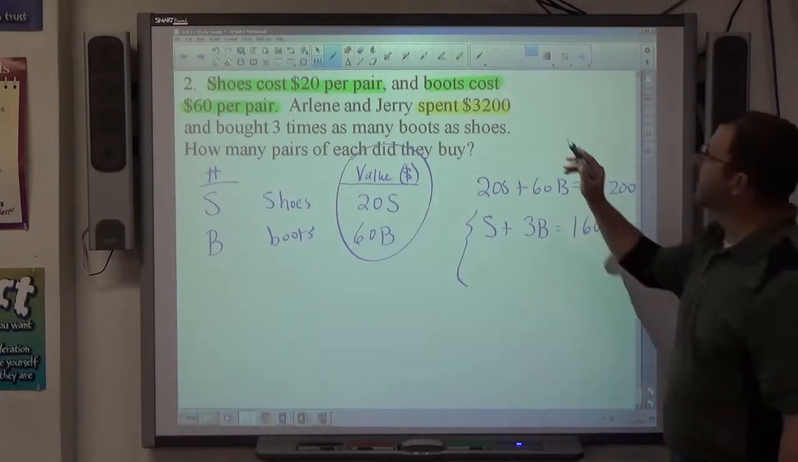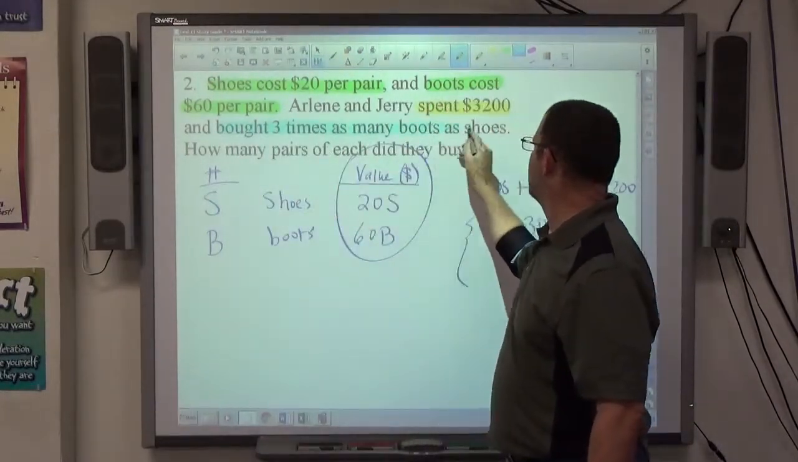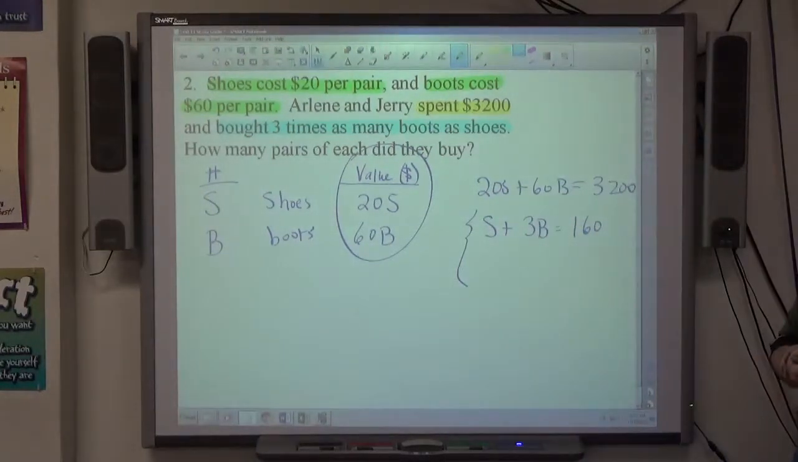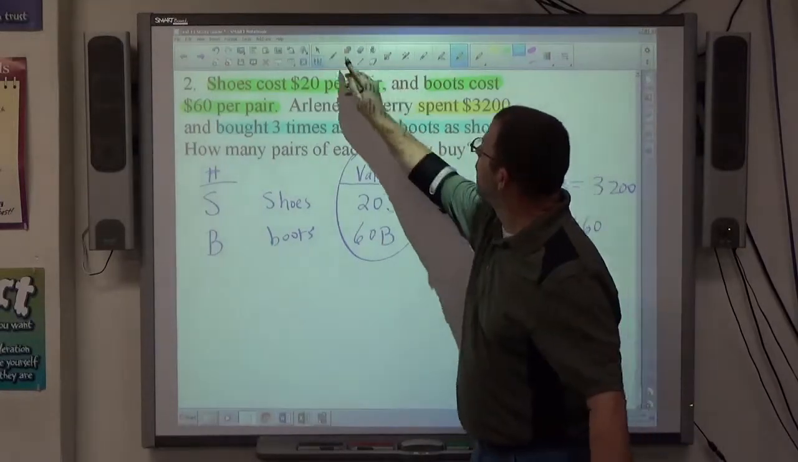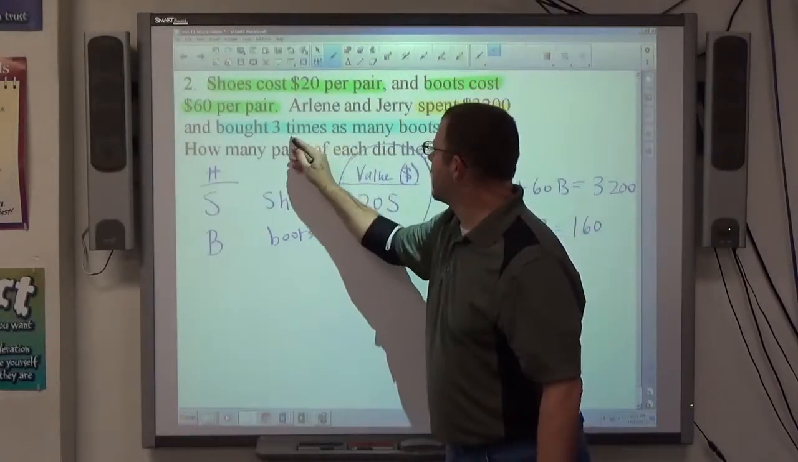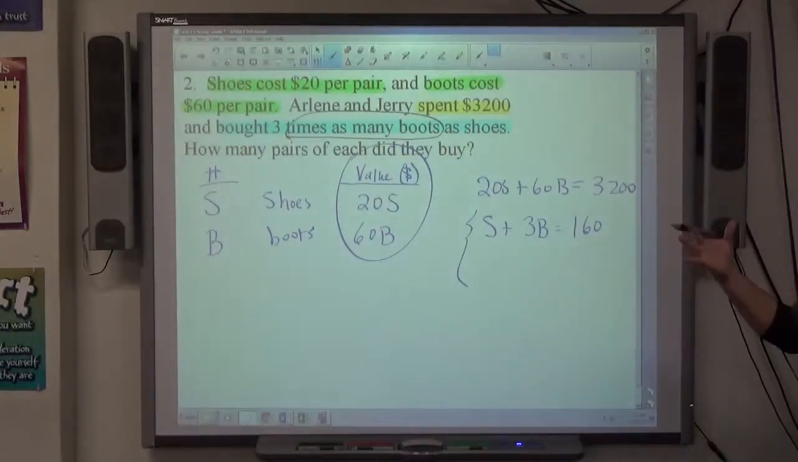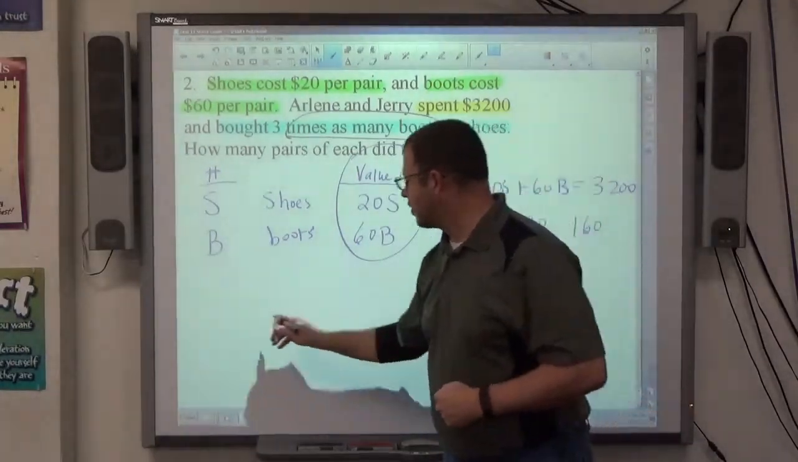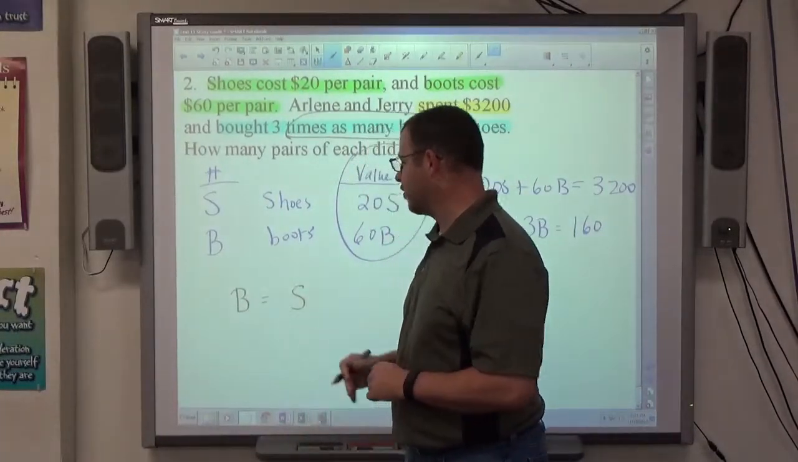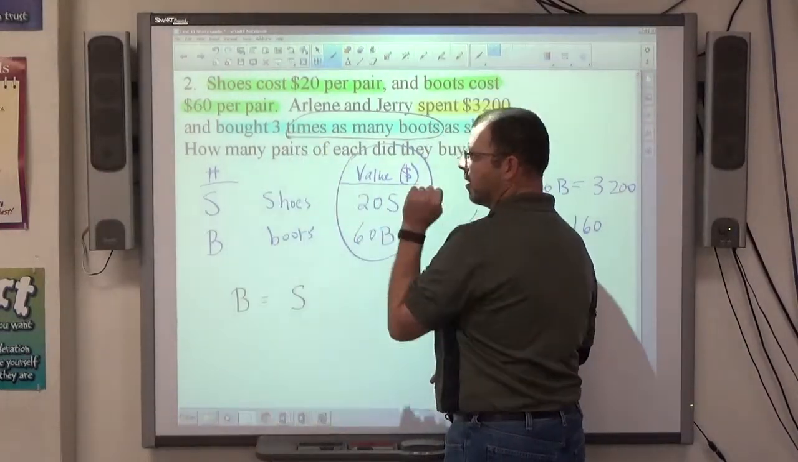The other thing is what tends to mess up people on this specific problem. It says they bought 3 times as many boots as shoes. And the most common mistake people want to make is 3B equals S, because 3 times boots equals shoes. But the thing that messes this up, it says 3 times as many boots. So if we turn off math for a second and just think about the meaning of that sentence, ask yourself, what did they buy more of? Obviously, if they bought 3 times as many boots, they bought more boots. So if I start off with B is equal to S, which is a false statement, I know they bought more boots, so this number is bigger than this number, 3 times bigger specifically.